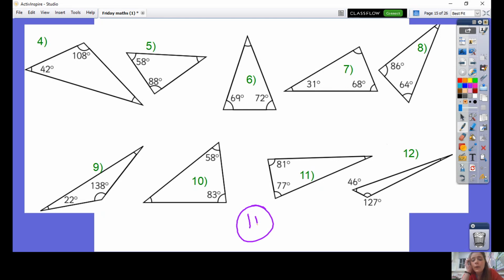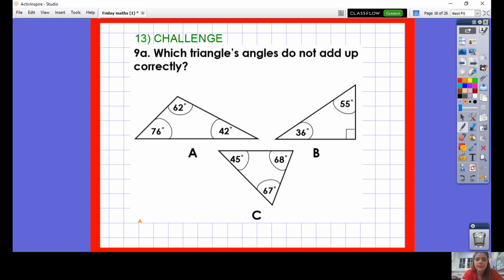Right, you should have done the 8 questions that are on the board. Remember, there are 2 steps. First, you add them up, and then you need to subtract. I'm going to show you now a challenge question. If you want to, I want you to pause this video and have a go at this challenge.